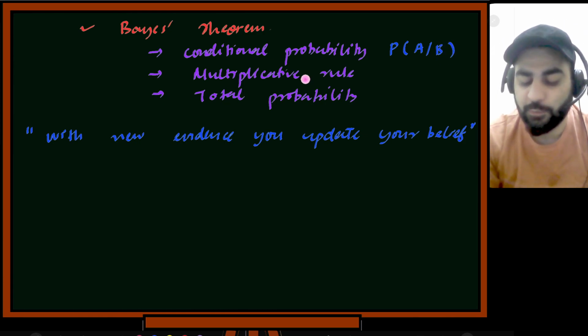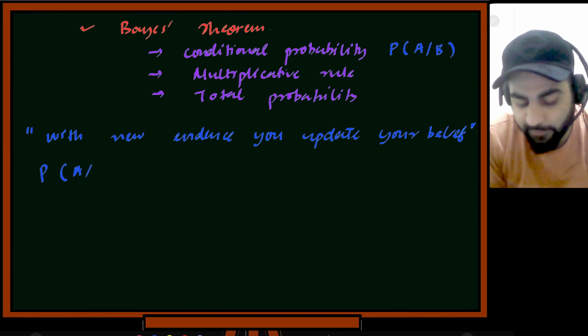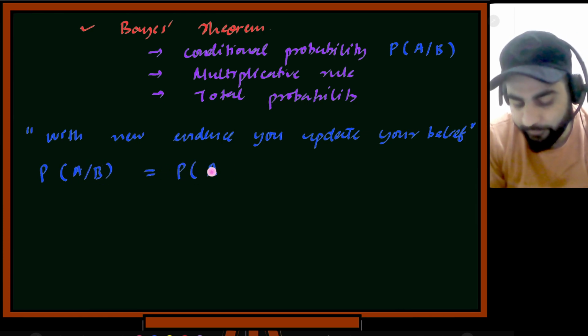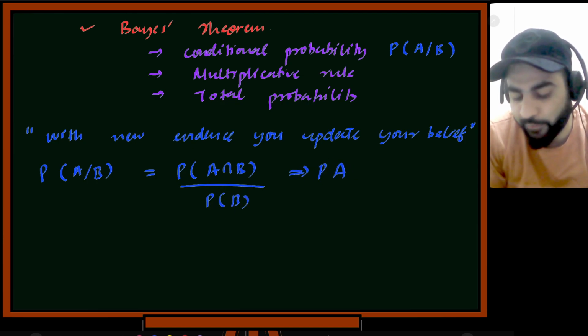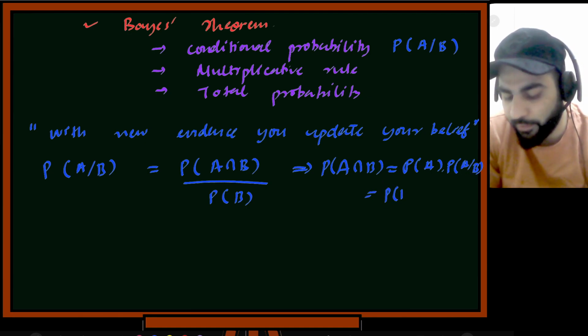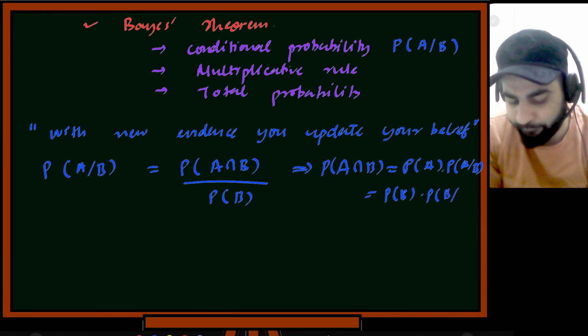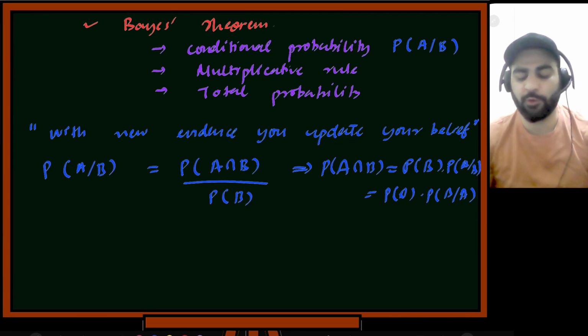Then the multiplicative rule. We got this out of this conditional probability. If we expand it out, probability of A given B is probability of A intersection B divided by probability of B. From this we can write that probability of A intersection B is equal to probability of A given B times probability of B, or this is also equal to probability of B given A times probability of A. Okay, so this is what we wrote.